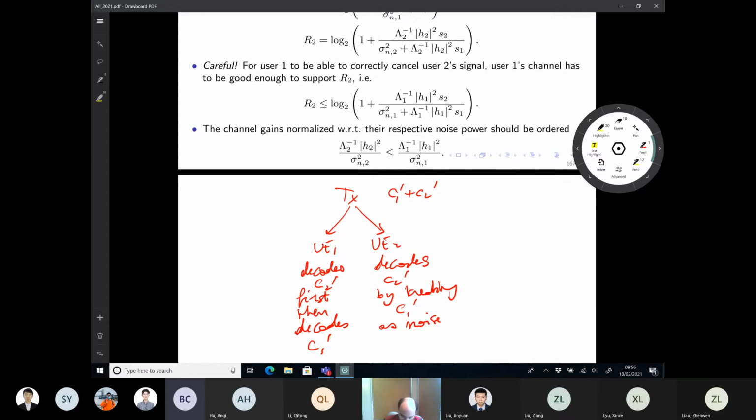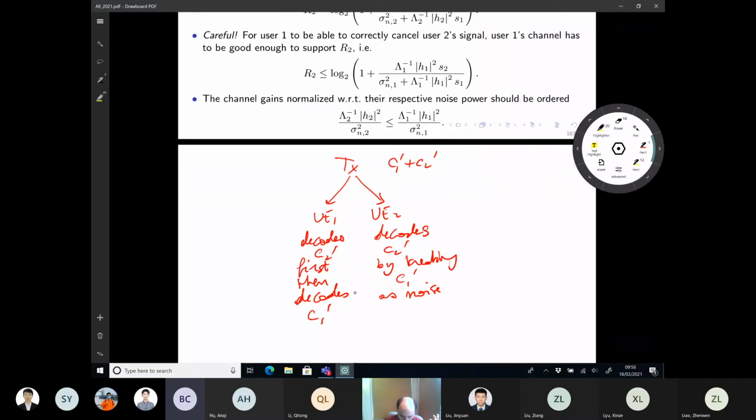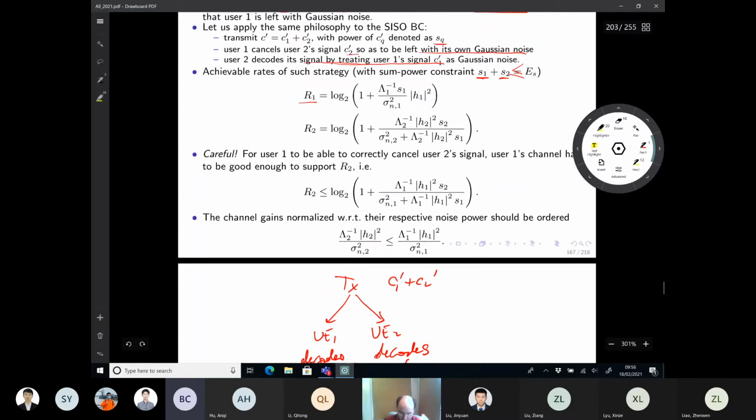Okay, so let's do this strategy. What does that mean? User 1 cancels the interference coming from user 2's signal and then decodes his own message, right? So C1 prime will be alone after decoding C2 prime, and you're left with just C1 prime. C1 prime will not see any interference, so the rate of C1 prime will be log2 of 1 plus SNR. What is the SNR of C1 prime after decoding the interference? It is the amount of power that I allocate to C1 prime, to user 1's message, multiplied by the channel gain of user 1, divided by the noise of user 1.